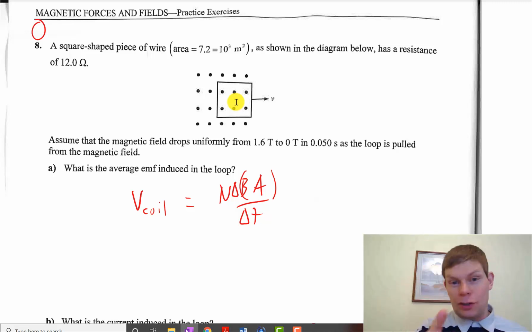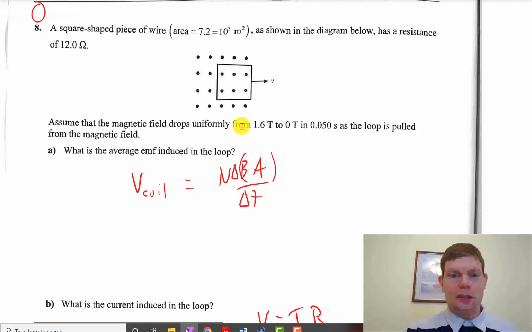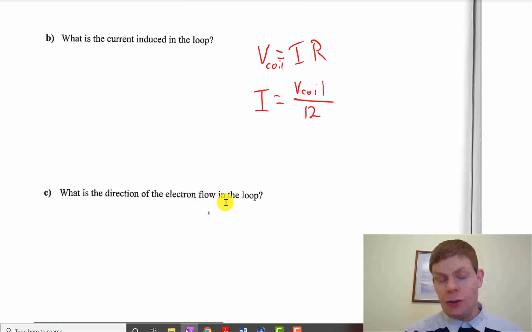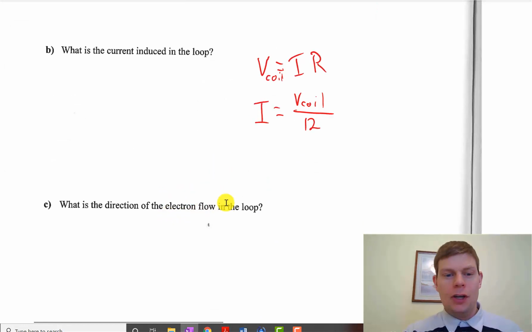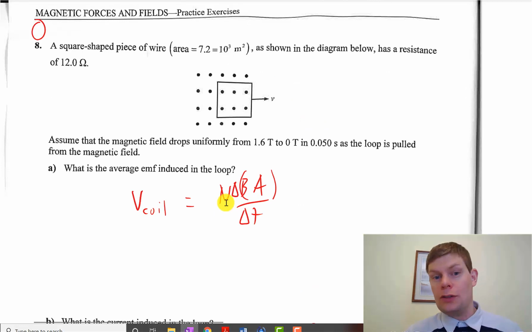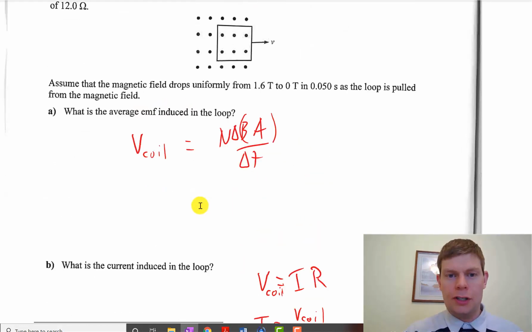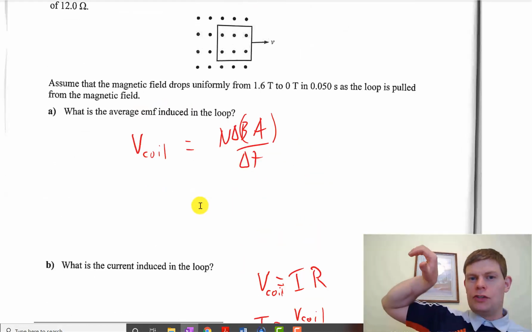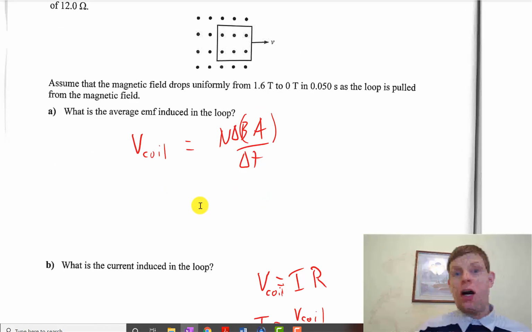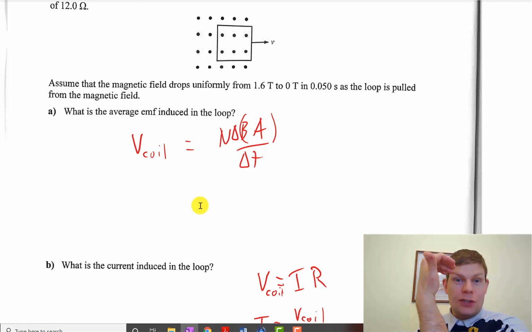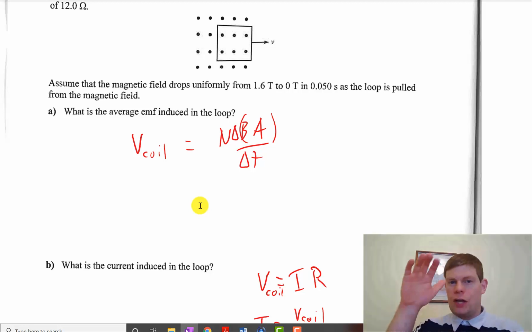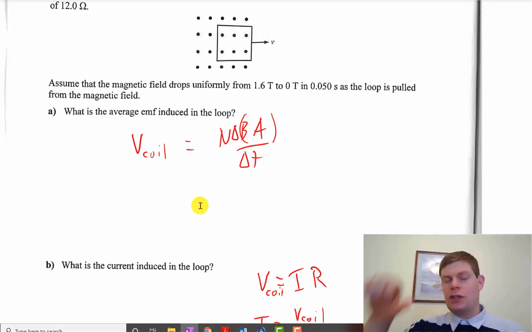So the conventional current will be counterclockwise, and therefore your electron flow is opposite to conventional current. So that would be clockwise. By the way, you could also use your left-hand rule to figure that out. Same deal. Left-hand rule is for negative charges, electron flow instead of conventional current. So fingers direction of conventional current, thumb direction of magnetic field.